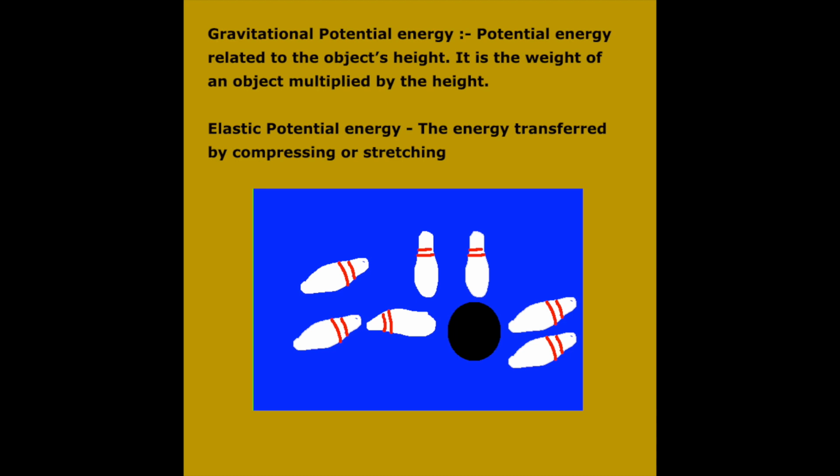Gravitational potential energy is related to the object's height. It is the weight of an object multiplied by the height. Elastic potential energy is the energy transferred by compressing or stretching.